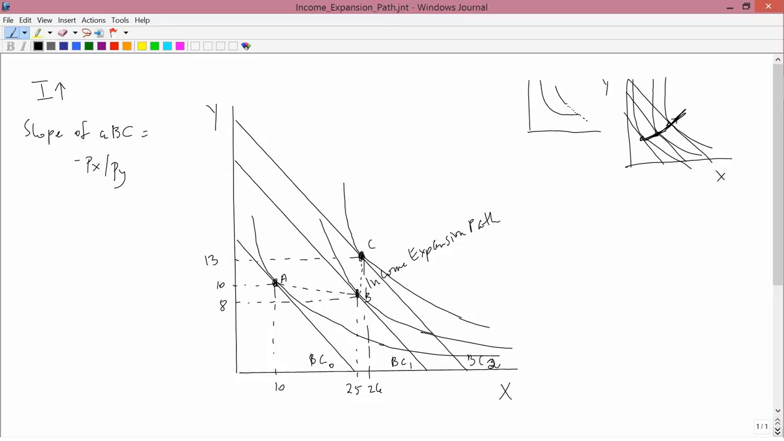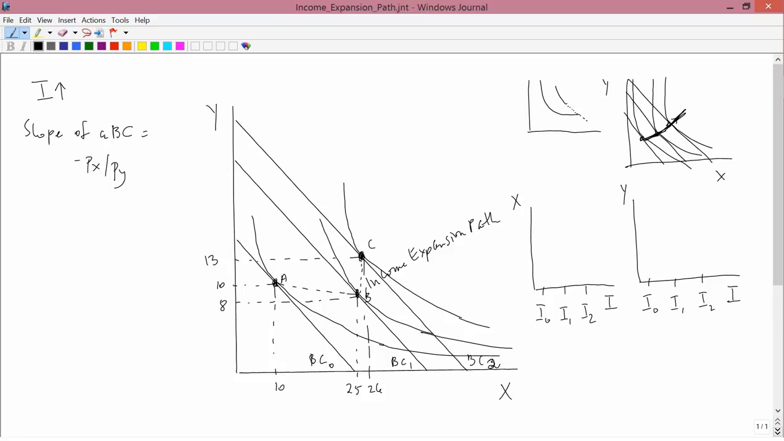Then the other way of depicting these relationships is as follows. We draw two graphs. Both graphs have I on the horizontal axis. The first graph has x on the vertical axis, the second graph has y on the vertical axis. So here we're showing income versus consumption. I don't know what these income levels are, but I'll call them I0, I1, and I2, and they correspond to BC0, BC1, and BC2. So income I0 corresponds to BC0, income I1 corresponds to BC1, and income I2 corresponds to BC2.